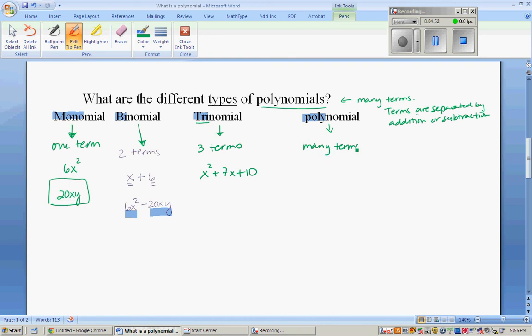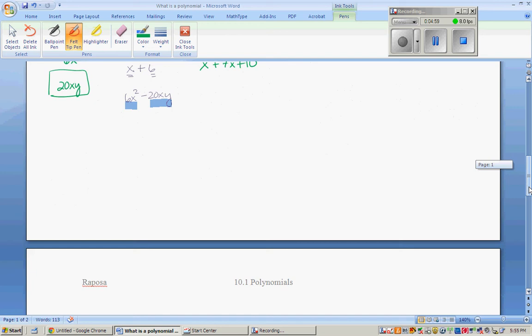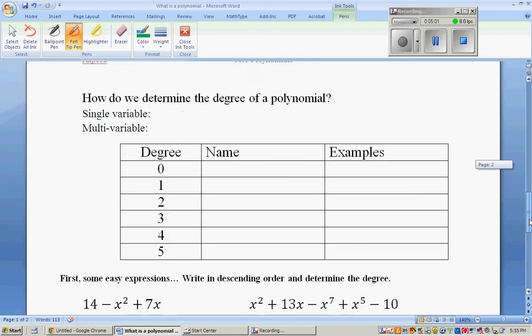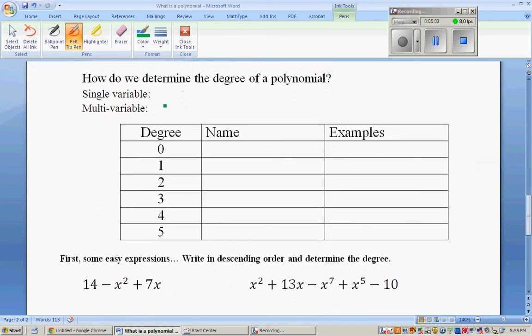So we need to be able to identify polynomials, and we need to be able to tell what different types they are. So let's go and check how you can tell which degree we have. That is super important. We're going to start with just single variables because that's pretty much all we're going to see in Algebra 1. So for a single variable, the degree is determined by the highest exponent.